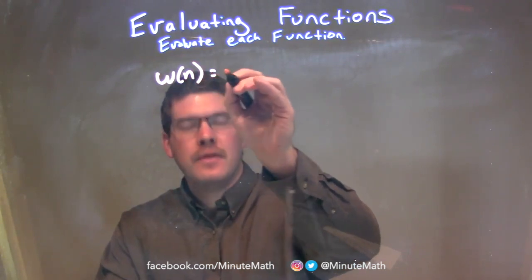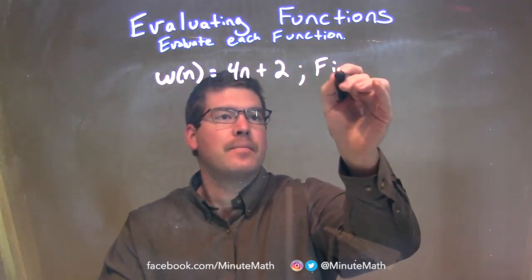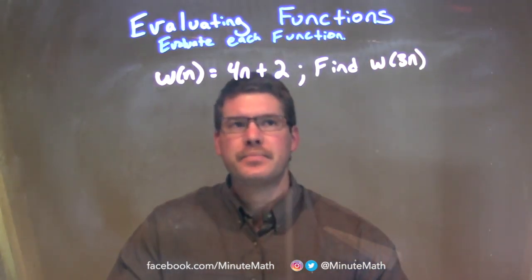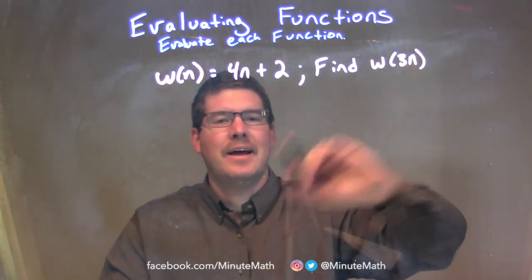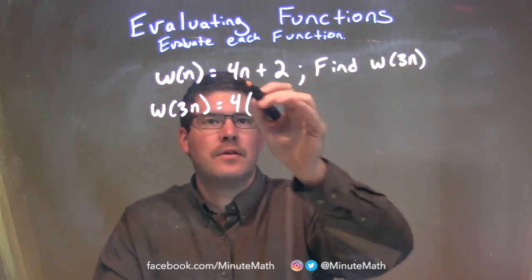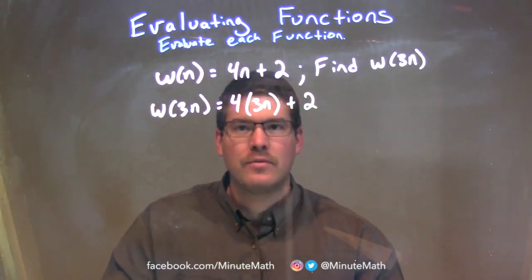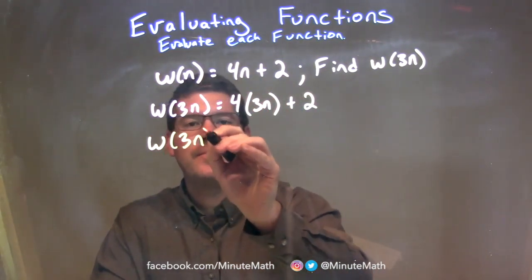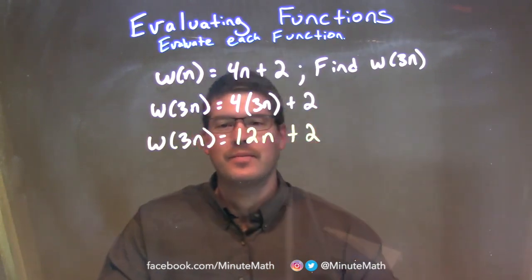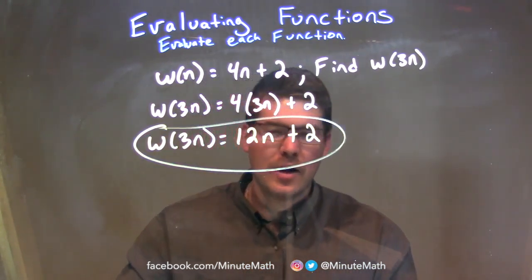W of n is equal to 4n plus 2. And we want to find W of 3n. Okay? Well, every single time I see n, I need to plug in a 3n. So when I find W of 3n, that is what I'm doing. So I have 4 now times, be careful, for the n, I'm plugging in a 3n, plus 2. And now I need to simplify. So we have W of 3n right here is equal to 4 times 3n is a 12n. We bring down the plus 2, and that's it. There's nothing more we can simplify. So our final answer here is just W of 3n is equal to 12n plus 2.